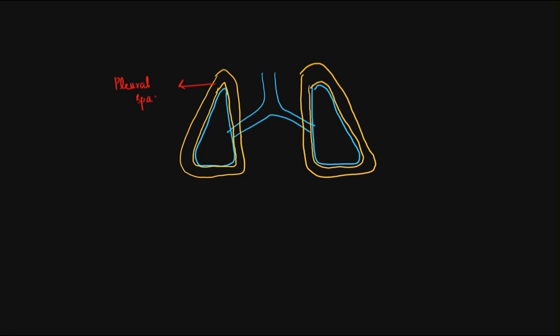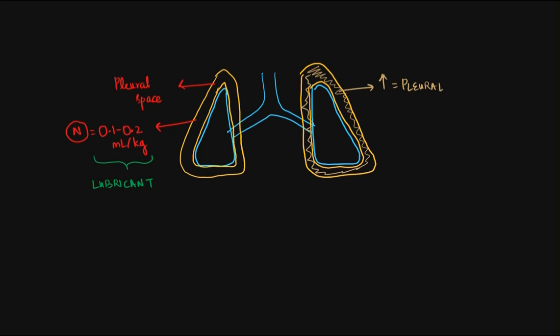The pleural space, which lies between the parietal and the visceral pleura, usually contains about 0.1 to 0.2 ml per kg of pleural fluid. The function of this pleural fluid is to act as a lubricant and allow the pleura to glide smoothly during inhalation and exhalation. When there is an increase in this fluid between the pleural layers, it is known as pleural effusion. This fluid is secreted by the parietal pleura and reabsorbed by the visceral pleura.